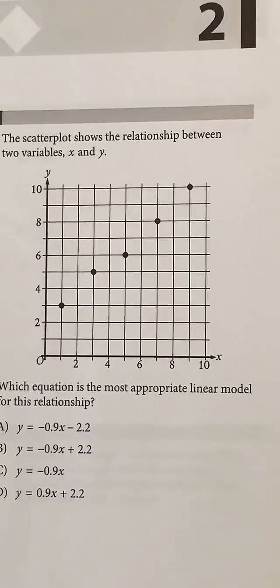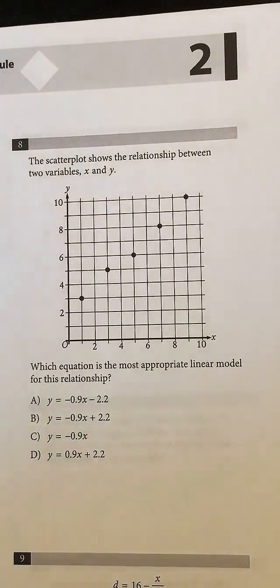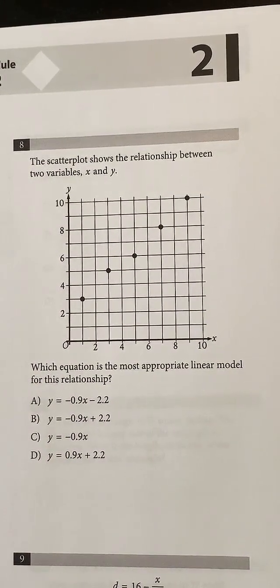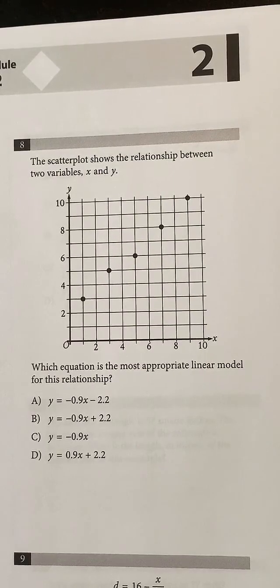Let me unzoom a little bit so you can see the next one. All right. So we have a scatter plot showing the relationship between two variables, X and Y. Which equation is the most appropriate linear model for this relationship? Is it A, B, C, or D?